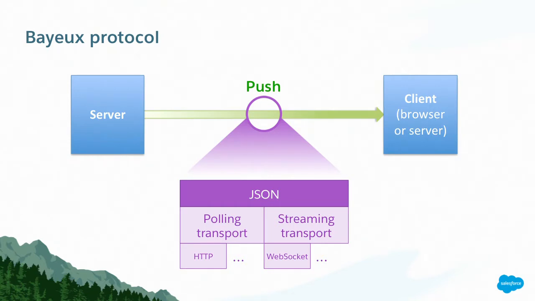The Bayeux protocol itself is not an implementation. So when you want to use that, you have to choose the right library. Again, there are a couple of libraries that implement the Bayeux protocol. You can use CometD, there's Faye, and Socket.io. Plus, there are others. This is a standard protocol, so anybody can implement it.